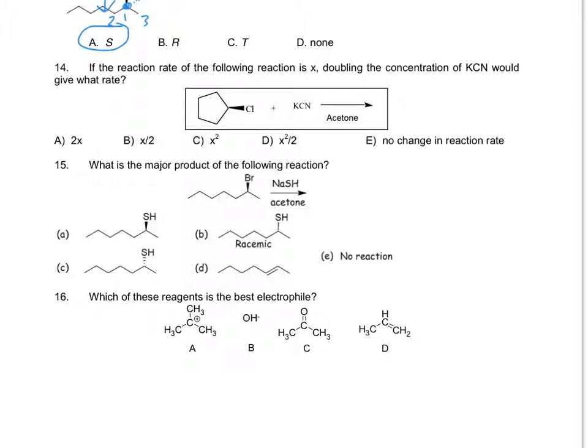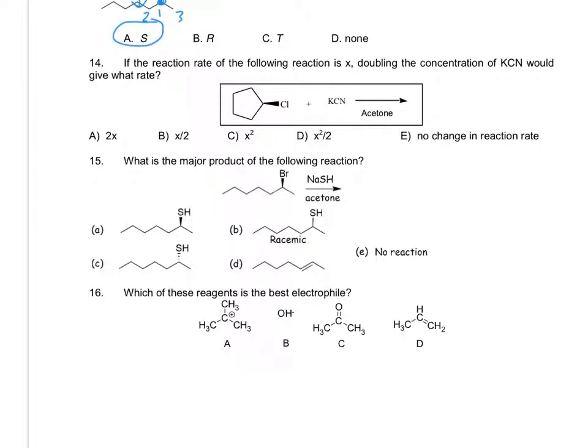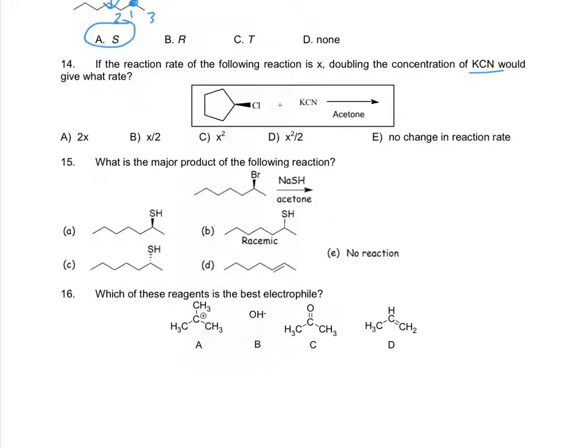If the reaction rate of the following reaction is X, then doubling the concentration of KCN would give what rate? And so first we sort of have to decide what kind of mechanism we're looking at here. We're in acetone, we have a good nucleophile, we don't have a good base. So this is probably an SN2 reaction.